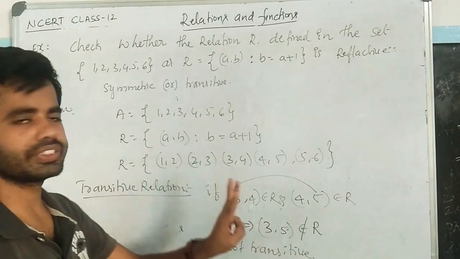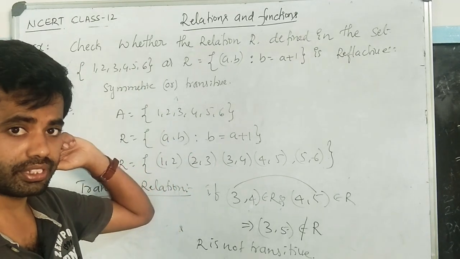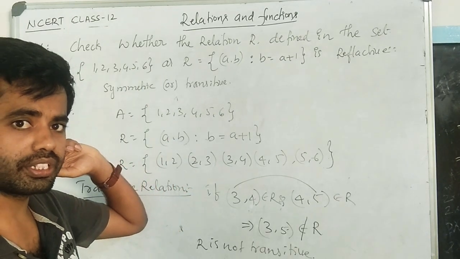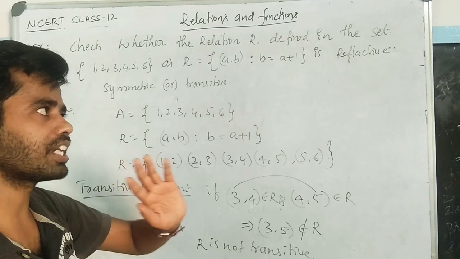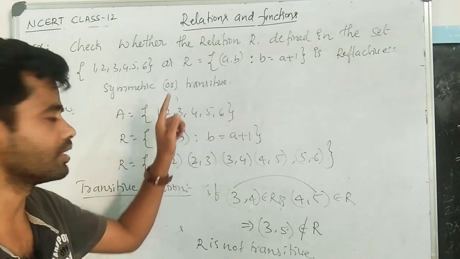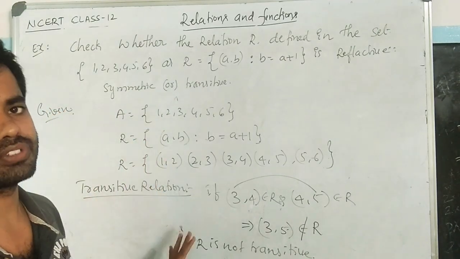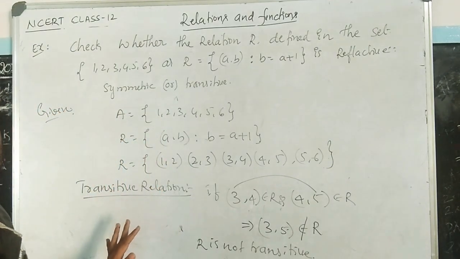We saw two examples. In the last example, the relation satisfied reflexive, and it means it satisfies all three properties, then we call it an equivalence relation. This is one of the examples. In this one, it is not satisfying any one of the properties. Okay? These are the two main examples to verify the relations.